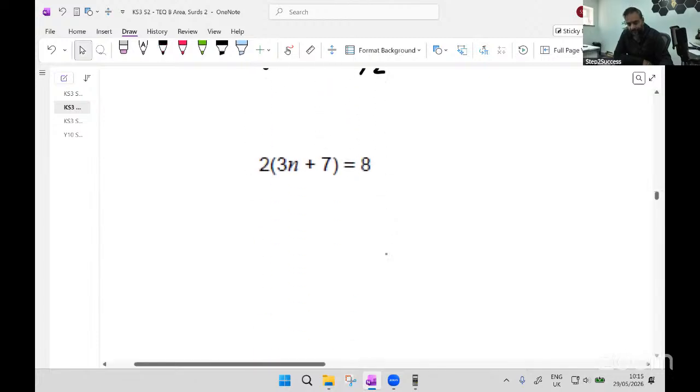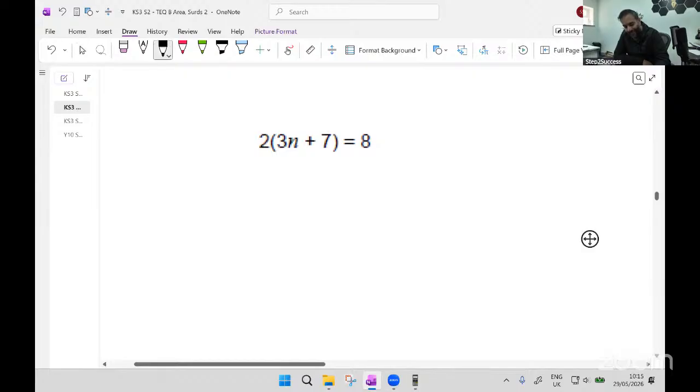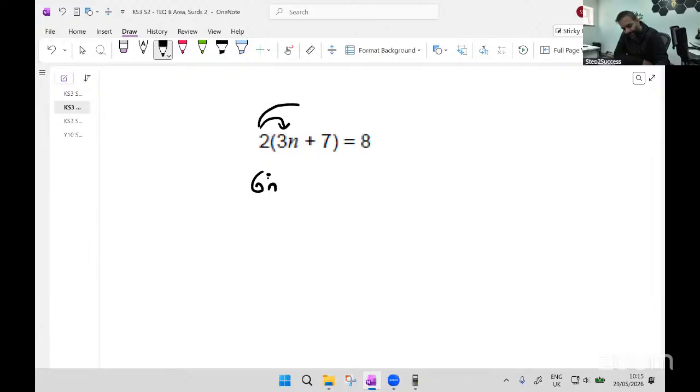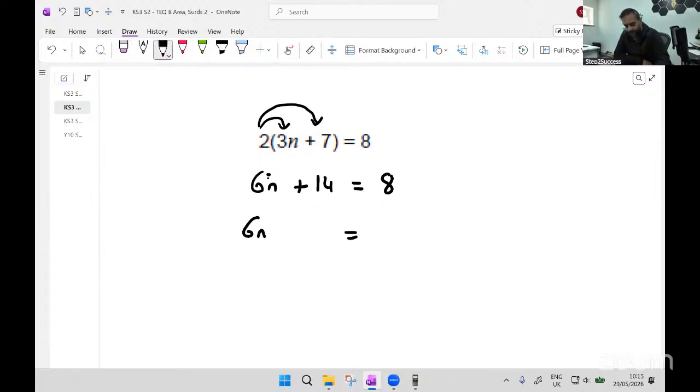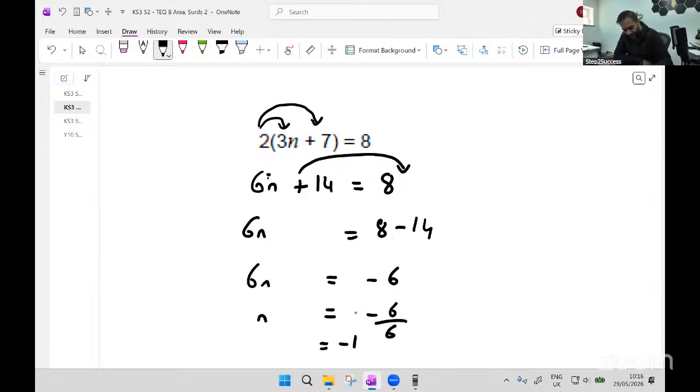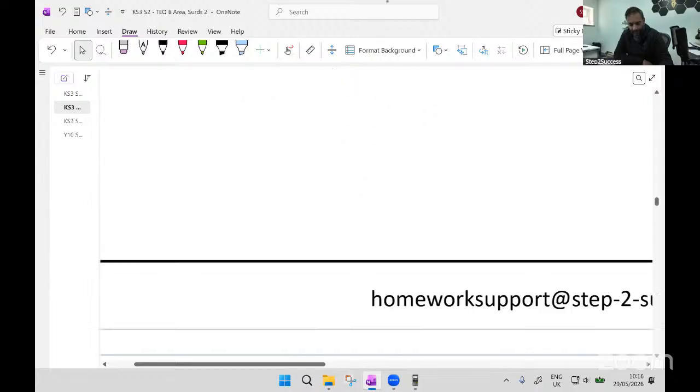That's all. And then this one, there's 2 ways of doing this, but most people will expand these brackets out first. So you do 2 times 3n, which is 6n, and 2 times 7, which is 14. And then this becomes exactly like the previous questions. You first take away 14, but that'll give you a negative number, which is minus 6. I think 8 take away 14. And then you would divide by the 6. And minus 6 divided by 6 is minus 1. And that's all of it.